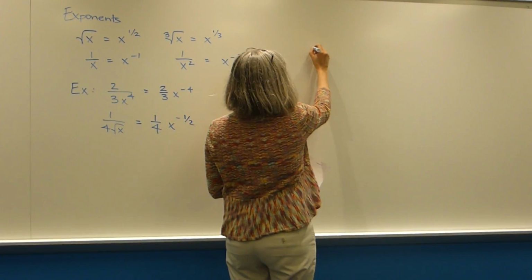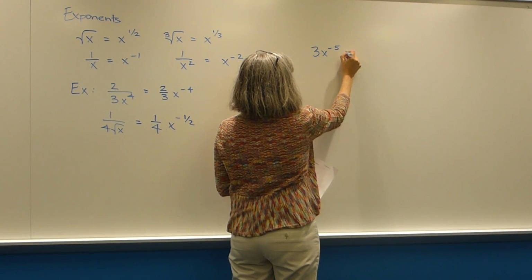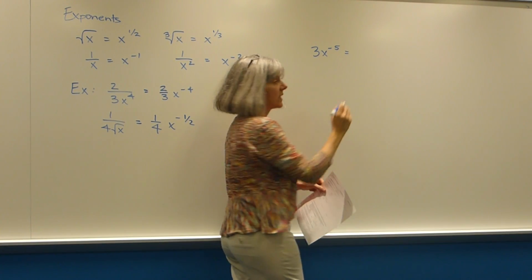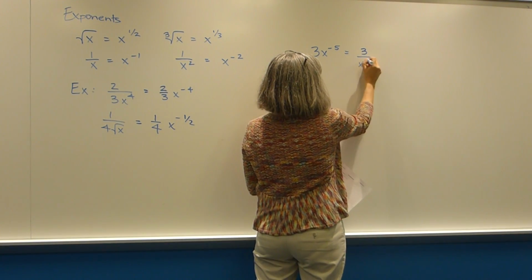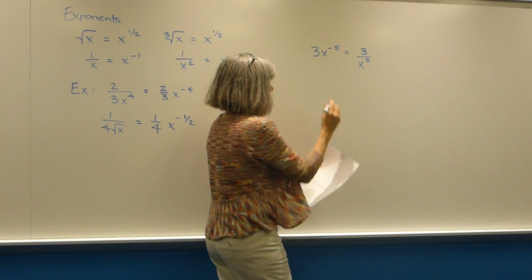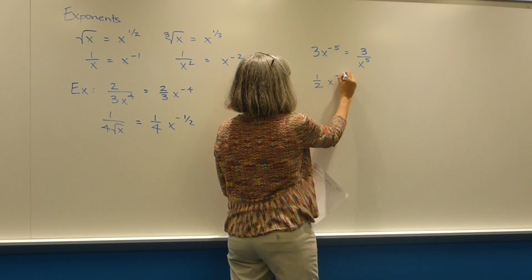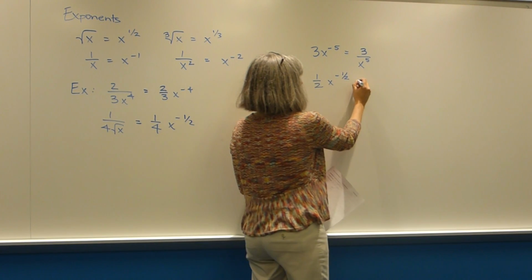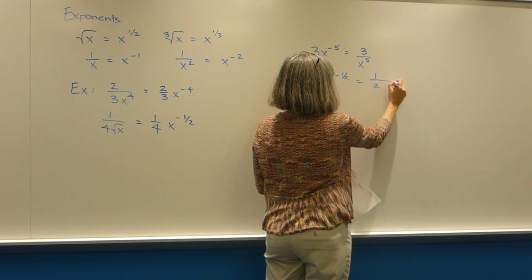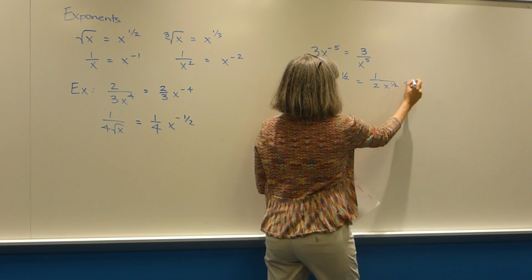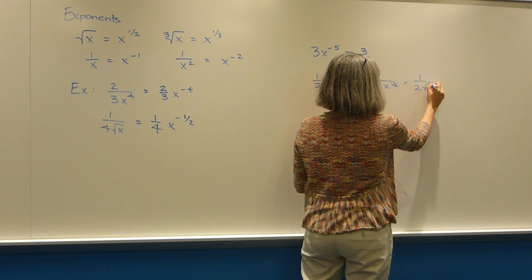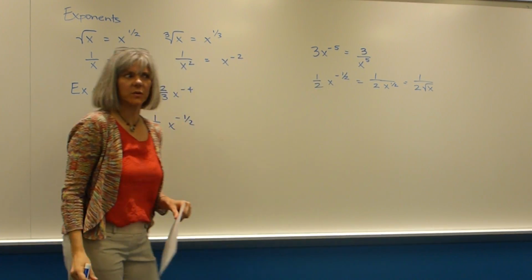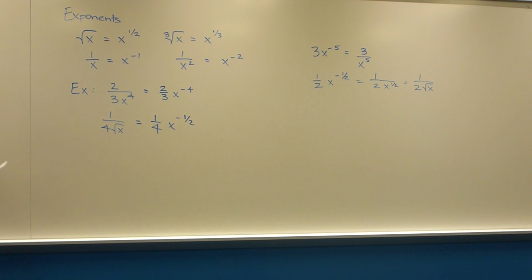Let's go the other way. If I have 3x to the minus 5 and I want to write it with a positive exponent, then it's going to be 3 over x to the 5. Next, x to the minus 1/2. We're going to see this a bunch in this class, this exact form. That's just 1 over 2 x to the 1/2. Or when it comes to actually computing things, it's easier for us to think in square roots, so I would rewrite it that way. Okay.